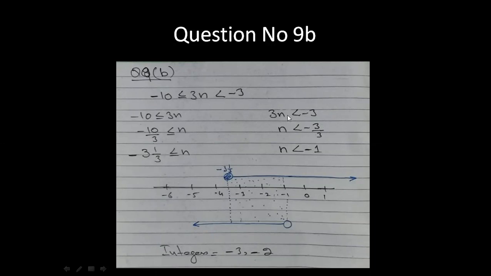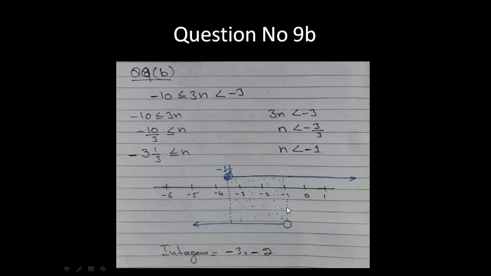Then I will solve this portion. That is 3n is less than minus 3. So n is less than minus 3 by 3. So n is less than minus 1. So then I will put this on the number line. This says n is greater than or equal to minus 3.3333. So minus 3.333 is here. I will shade this circle because it also has an equal sign. And n is greater than this, so the arrow will be to the right.